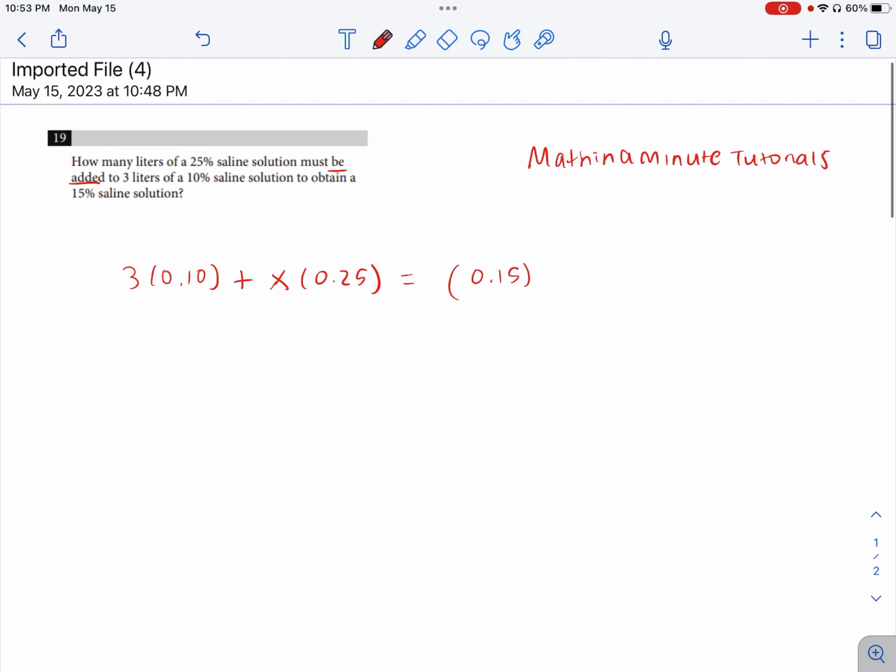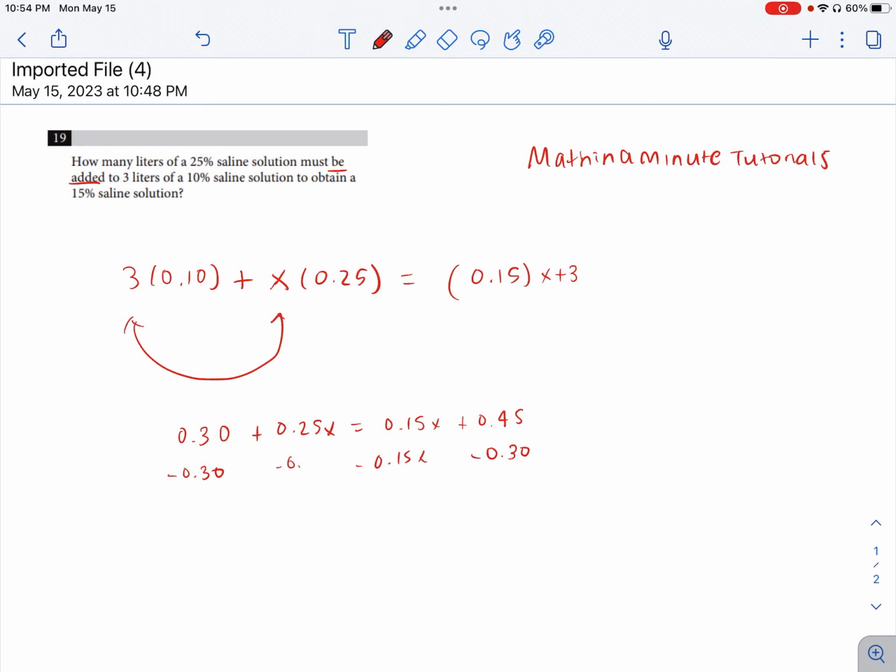But we can't stop there, since these values represent the liters. We also have to add the liters here, so we multiply by x plus 3, because it's just 3 plus whatever x is. Now we distribute, and this becomes 0.30 plus 0.25x equals 0.15x plus 0.45. If you subtract 0.30 from both sides and 0.15x from both sides, then this becomes 0.1x equals 0.15. And if we divide both sides by 0.1, then we get x equals 1.5.